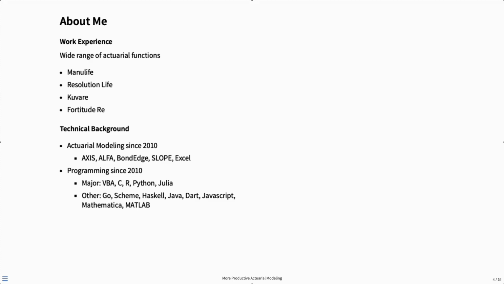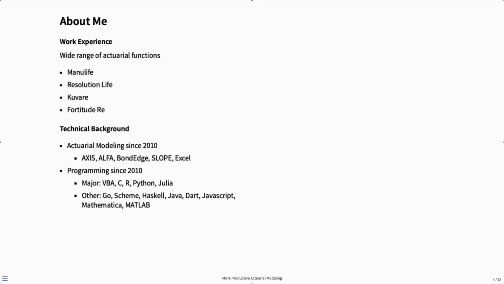I first got into actuarial modeling in my first role at John Hancock, when I used GGY Axis, and I thought, if this is the leading edge of actuarial modeling solutions, I should be able to do better than that. And that was my motivation for getting into programming.